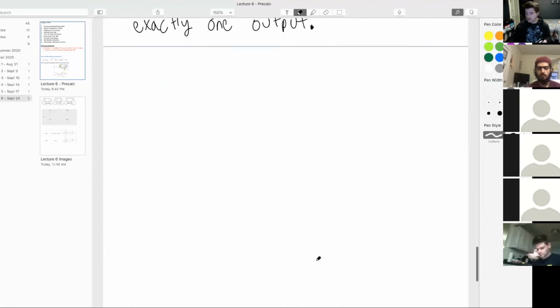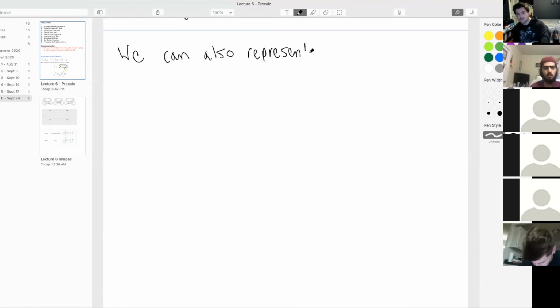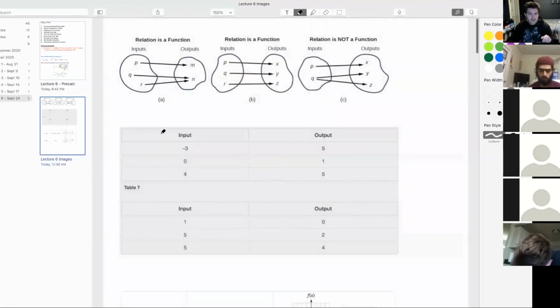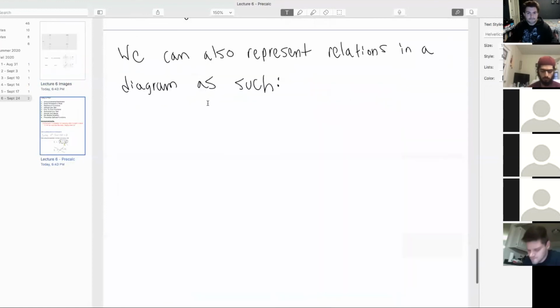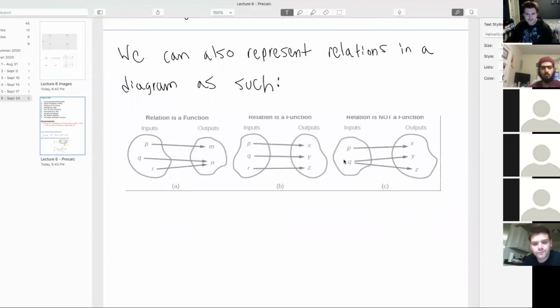Okay, so next, we can also represent relations in a diagram as such. I just need to go over to my images here and place it on the notes. Just give me a second. Okay, so I hope everyone can see this image that I just pasted.